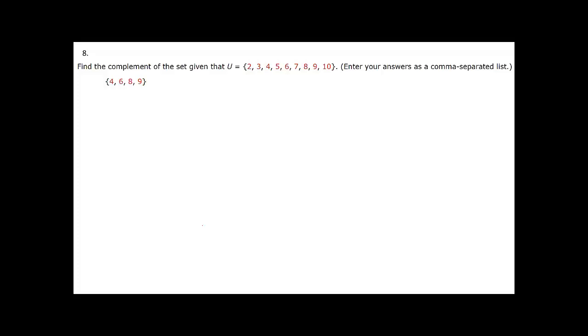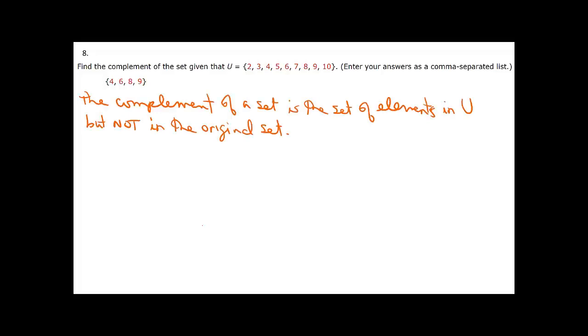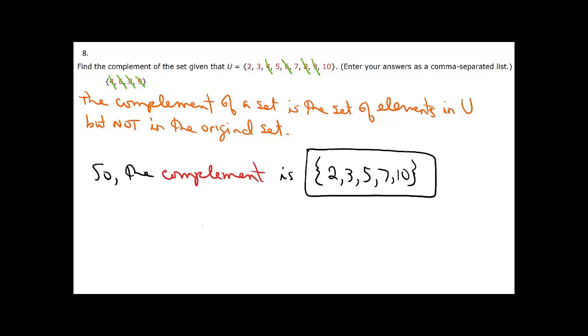To find the complement, you take the elements of the original set and compare them to the elements in the universal set, and you cross out each element in the set and remove those from the universal set, and whatever's left is the complement of the set. And what's left here after you cross out 4, 6, 8, and 9 is 2, 3, 5, 7, and 10. So the set containing the elements 2, 3, 5, 7, and 10 is the complement of that original set containing 4, 6, 8, and 9.